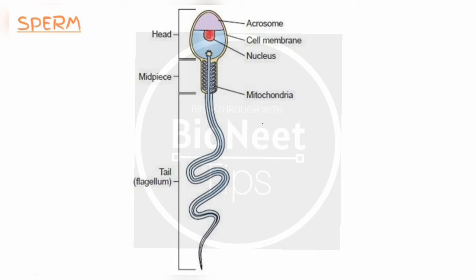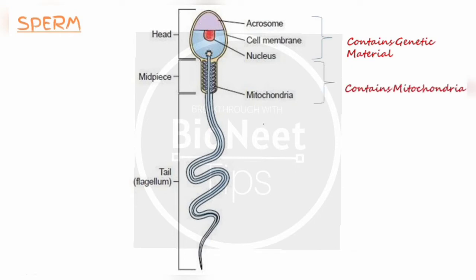This is the typical structure of a sperm, where you can see that the whole body is divided into three parts: head, midpiece, and the tail. The head region consists of the acrosome, cell membrane, and the nucleus, which has the genetic material. In the midpiece we have the mitochondria, which provide energy to the sperm for motility. Then it has a tail or a flagellum, which helps the sperms to move forward.